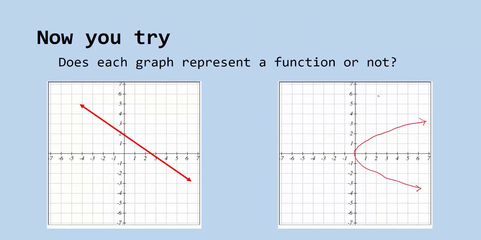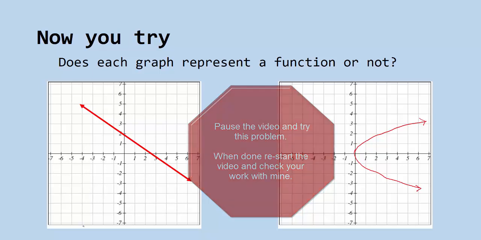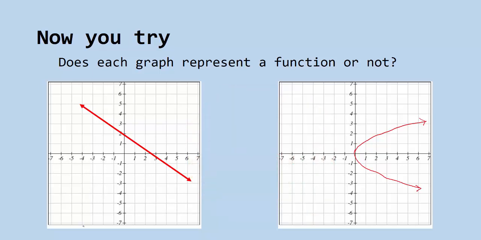Now you try. You're going to decide if each graph represents a function or not. Pause the video and then restart the video and see how you did. Let's take a look at the left graph. I'm going to draw a vertical line where x is equal to -1. So, as I go up the x equals -1 line, it only crosses my graph in one location. So my -1 would only have a coordinate here of about -2.5 on this straight line. So that would make this a function.